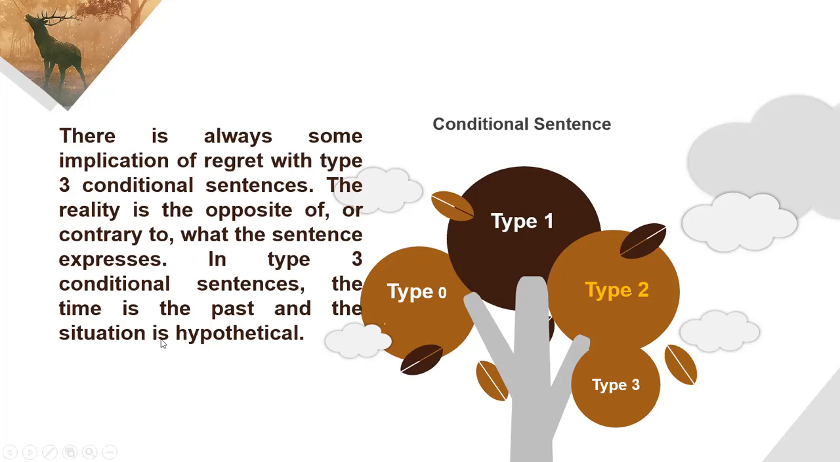Here it always has the implication of regret. Ada penyesalan di situ, ya. Ada kayak nyesel gitu. When we use conditional sentence type 3, it is also to express regret. What is regret? Regret artinya apa, Nana? Menyesal. Penyesalan, kayak nyesel gitu deh. If I had that much money, I would have bought that house.